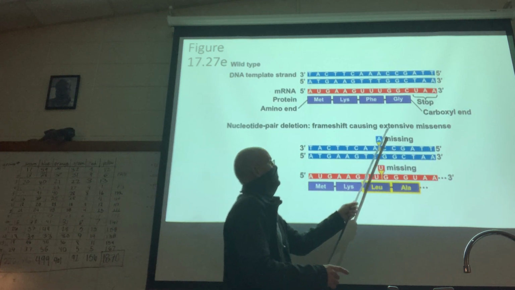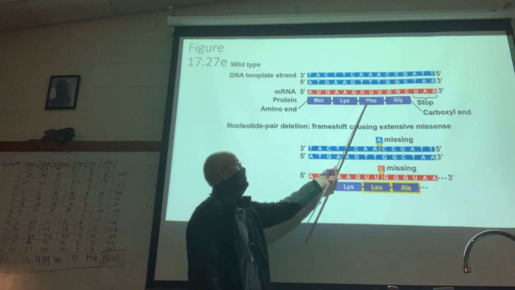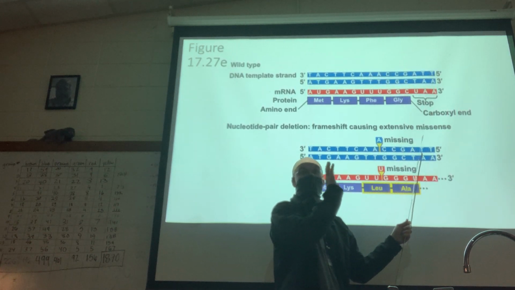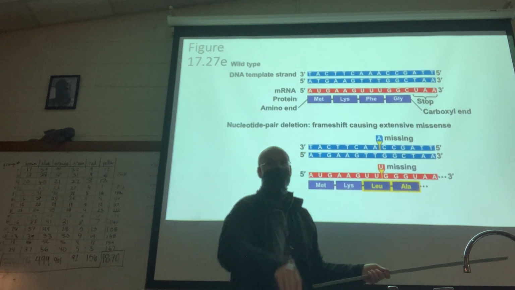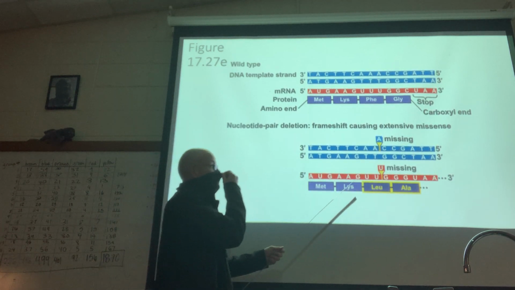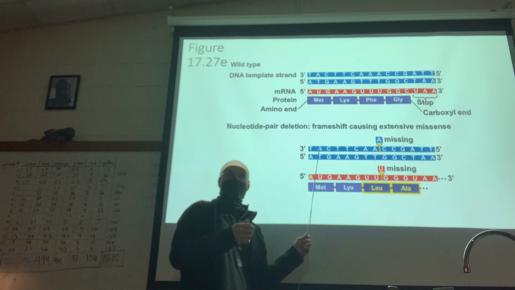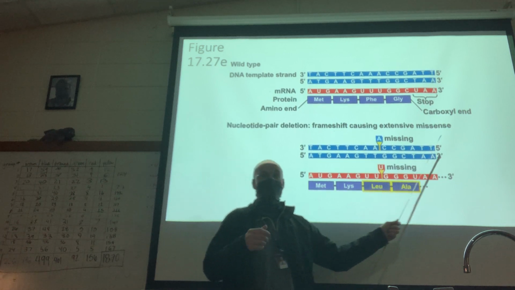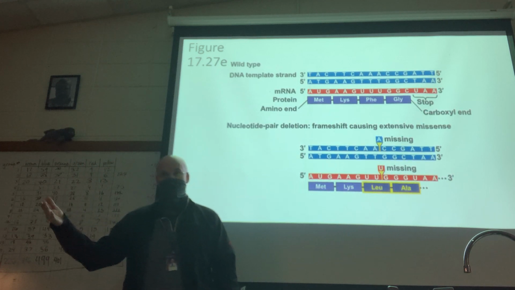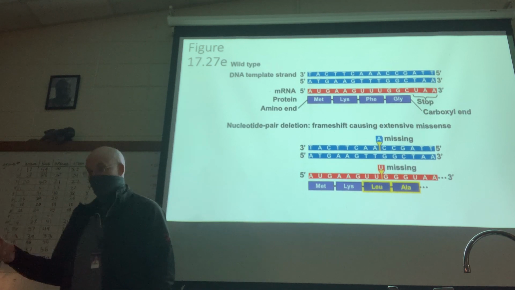Now, they use the term extensive missense because not only is the phenylalanine amino acid different, glycine has been changed, and if you had 100 more amino acids, every single one of them would be different. That's a big deal. So it's really bad if these mutations happen early on and affect everything after it, versus if they happen at the very end of the gene and at the very end of the message and maybe only affect a few codons. So where a mutation happens and what kind of mutation it is can be a big deal.